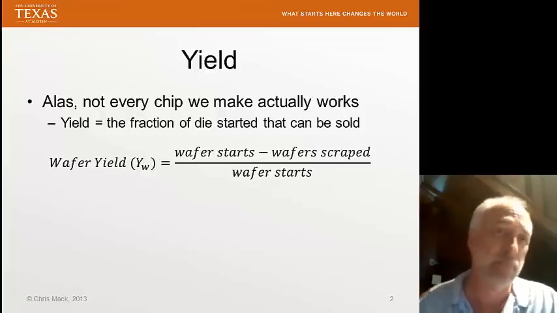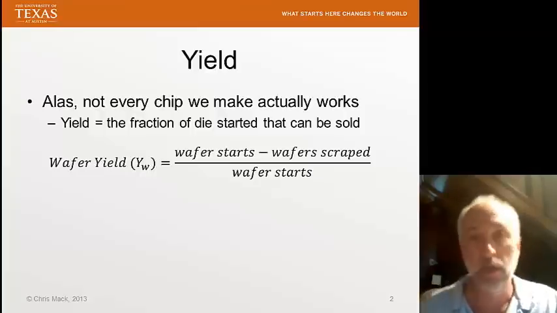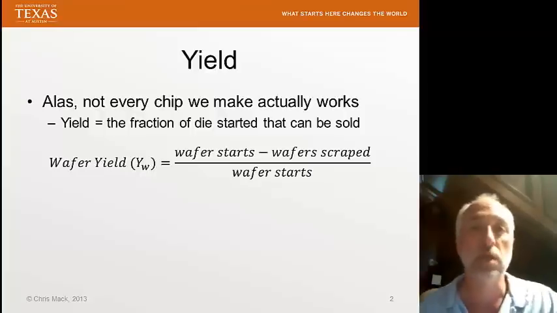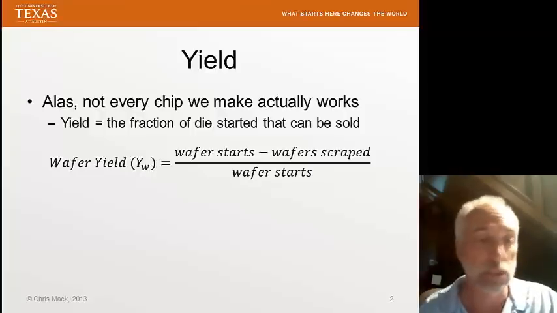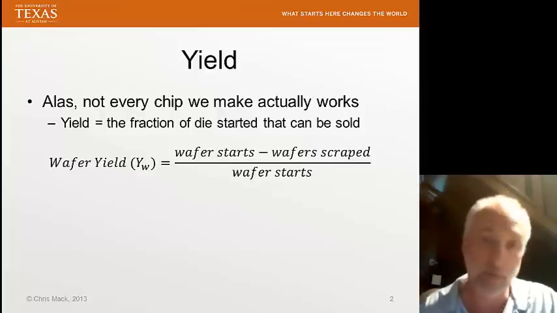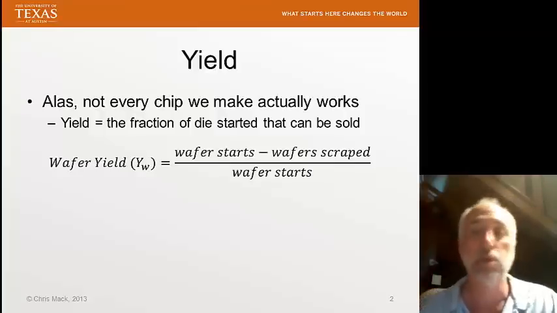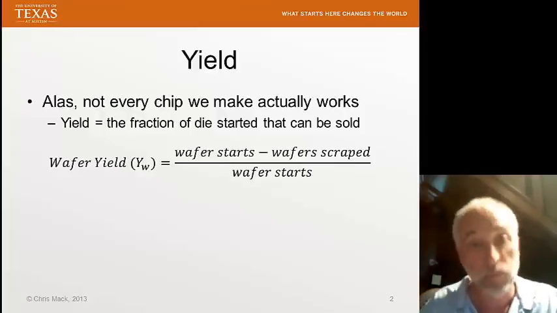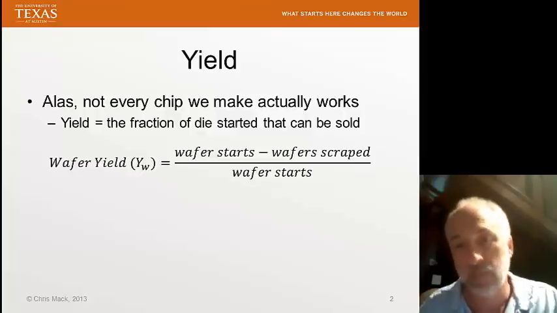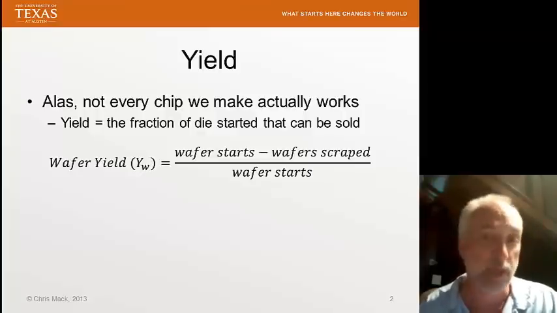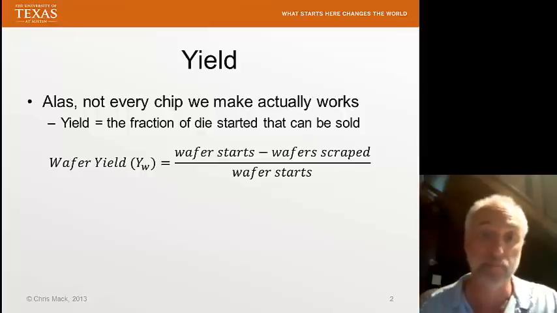They might be scrapped because we drop it on the floor and it shatters. But more than likely it's scrapped because some misprocessing occurs, and we know that every single die on that wafer is dead. There's no way it could possibly work after some mistake was made. So those are scrapped wafers. And the wafer yield will be the wafer starts minus the wafers scrapped divided by the wafer starts, or the fraction of the wafers that we start that we actually end up with at the end.